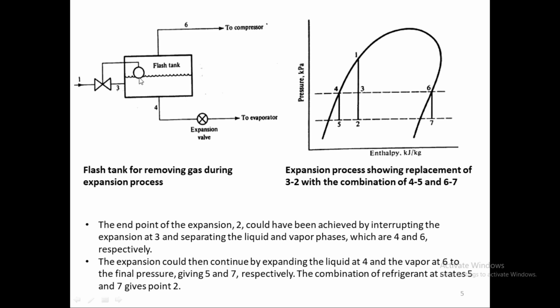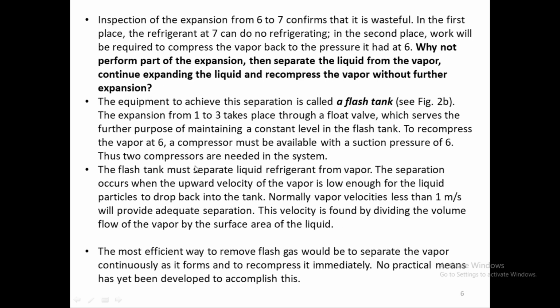If the liquid refrigerant is too much, then this valve can close automatically with the help of this ball valve. And if it is less, then it will keep it open and the liquid will keep coming. And then the gas will evaporate from here, and it will go to the compressor, to the high compressor. To separate the liquid from the gas, the velocity of the gas which is moving up should be very small, and that is what is mentioned here. It should be around 1 meter per second. So normally a vapor velocity of less than 1 meter per second will provide an adequate separation.